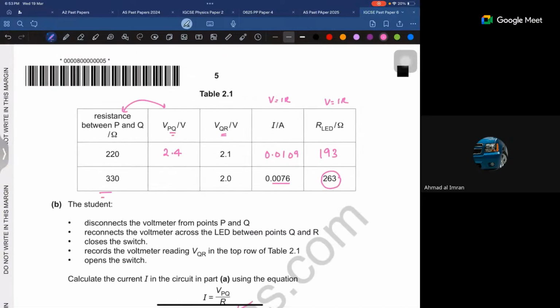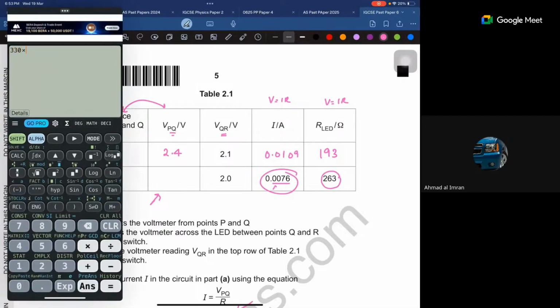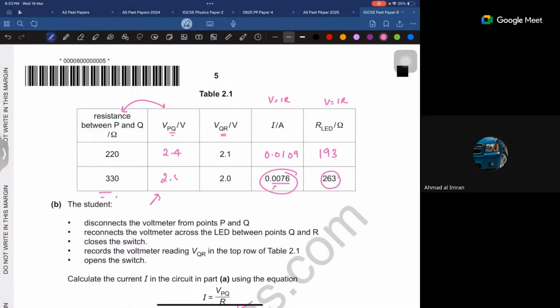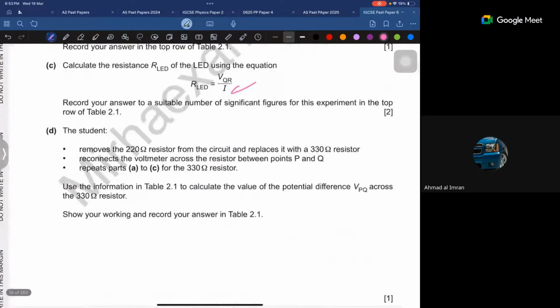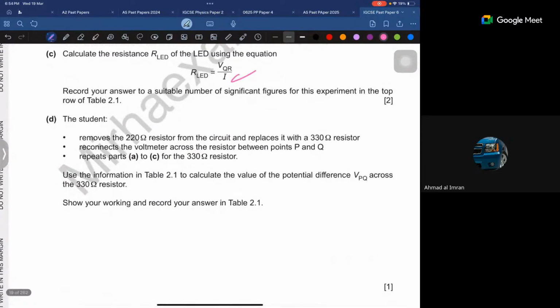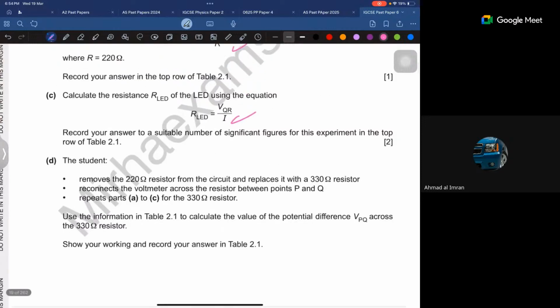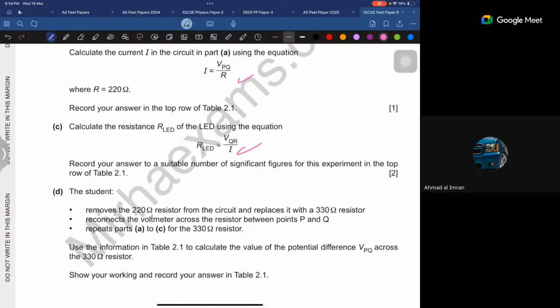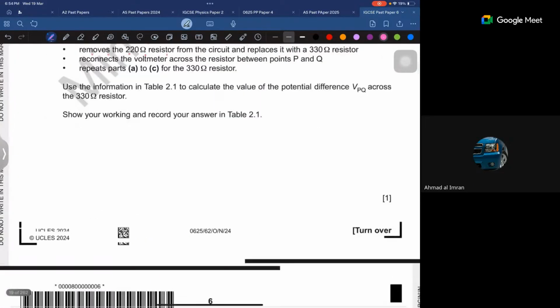And what about this one though? We have the current. We want to find this. We have the resistance. So current times resistance, 330 times 0.0076, 2.5, like that. Awesome. Now they say, actually we have done everything here. Wow, that's amazing. This removes the 220 resistor from the circuit, replaces it with 330, and then connects, and then calculate the value. Oh, we have done it.